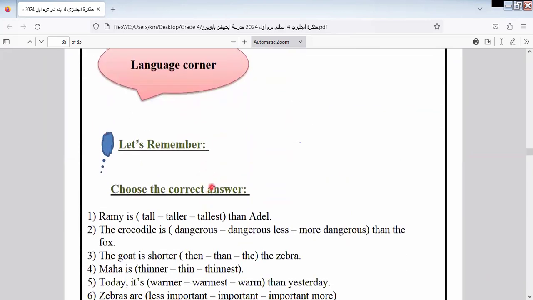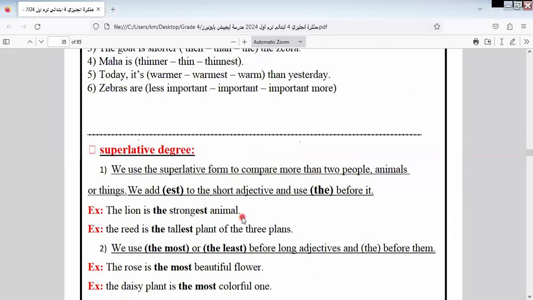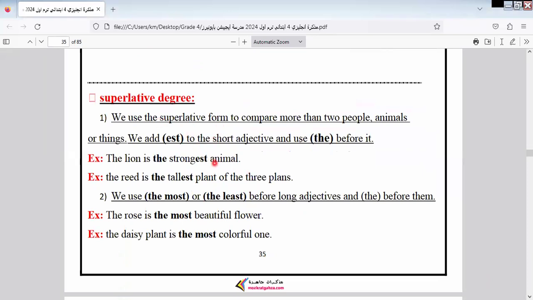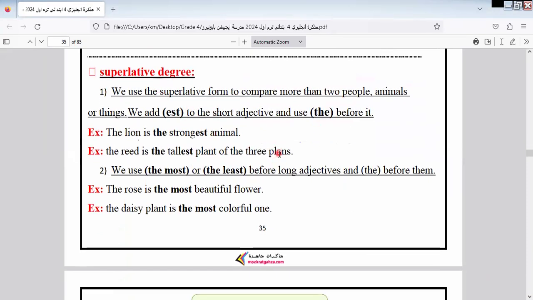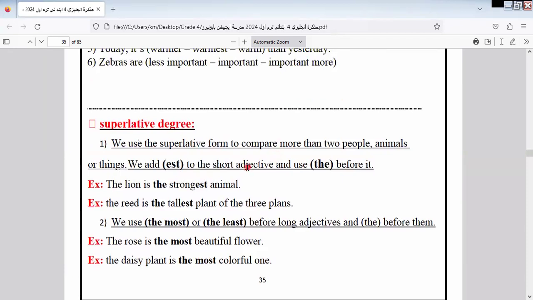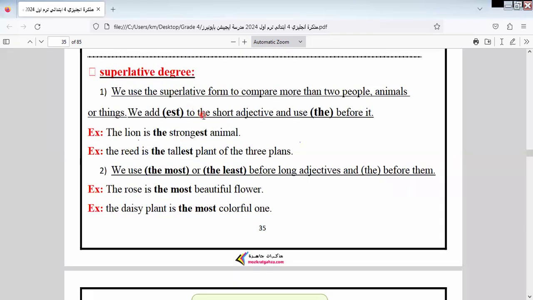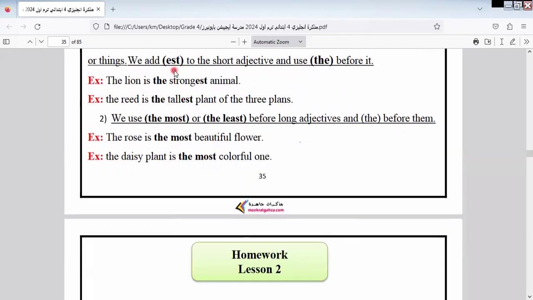Here we have language corner. We use it. Here is the superlative form. In the unit before the last, we talked about the comparative form by adding er to the adjective and adding than. Here we use the superlative by adding est to the adjective and adding the before the adjective, like this. The light is the strongest, the tallest.